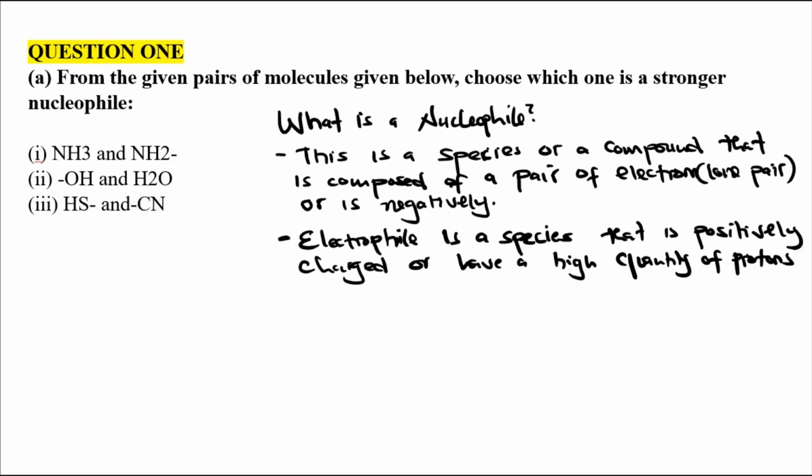Nucleophile has got a lone pair of electrons. You know electrons are negatively charged or a negative charge. An electrophile will be positively charged or it will be partially positively charged. Okay, now let's look at what they've given us.